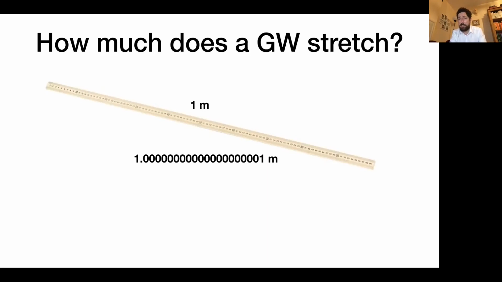You're looking at a change of about 1 part in 10 to the 20. So 1 followed by 20 zeros. That's how small a fractional change we have here.